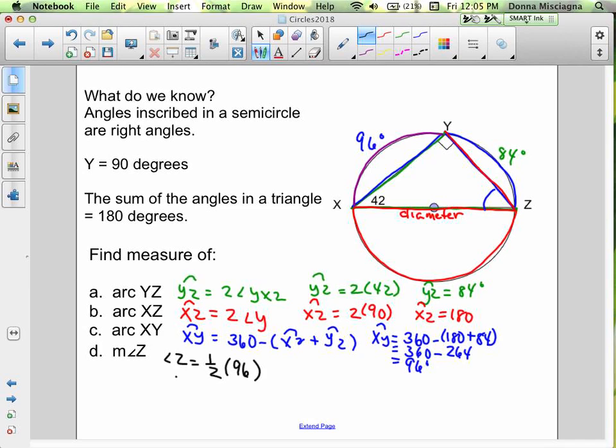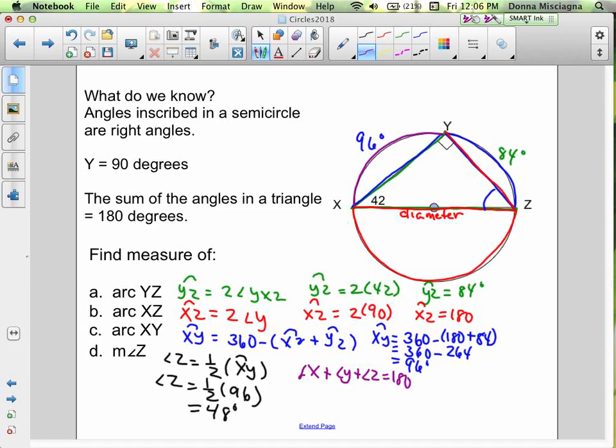And that makes, let me write the name of the arc. So angle Z is half of arc XY, which means that angle Z is half of 96, which means angle Z is 48 degrees. Let's see if that works out if we add up the angles in a triangle. Angle X plus angle Y plus angle Z should equal 180 degrees, because the sum of the angles in a triangle is 180.